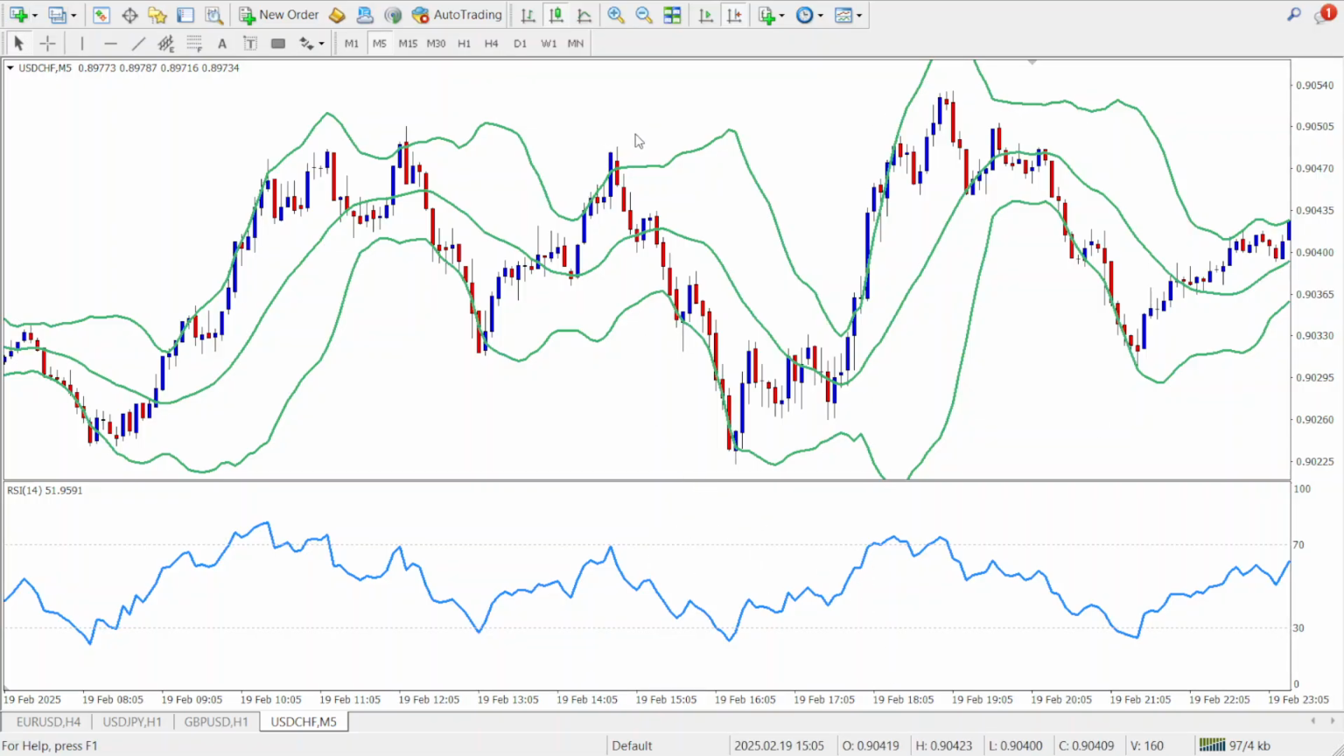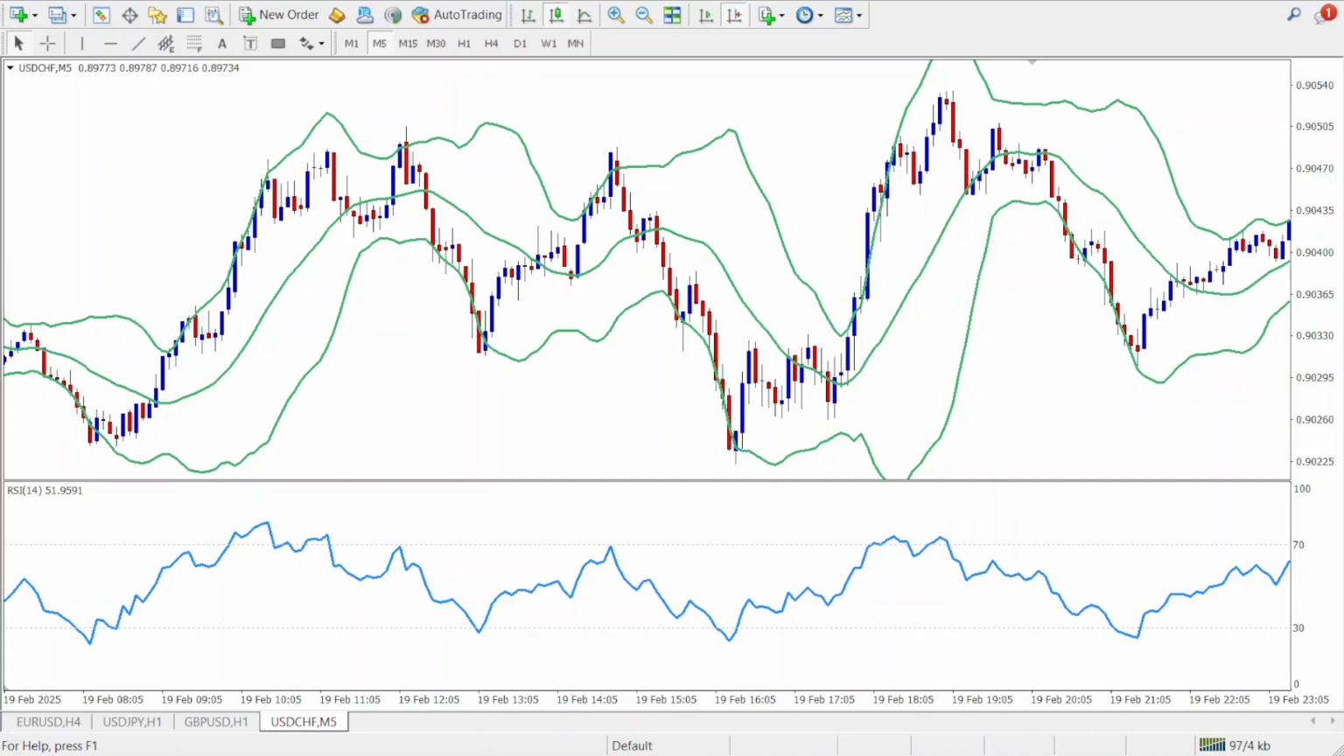Then you enter your trade. If the reversal signal is confirmed, take the trade in the opposite direction of the trend. For example, if the price has reached the upper band and starts reversing, you might consider selling. So this strategy can be effective when the market is in overbought or oversold conditions and you are looking to capitalize on price corrections.